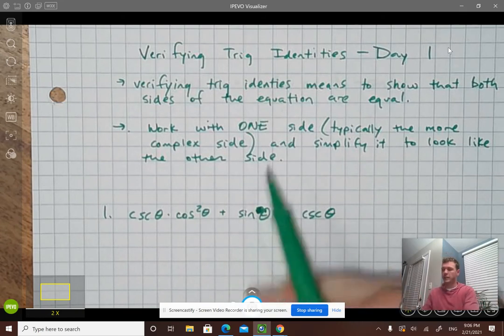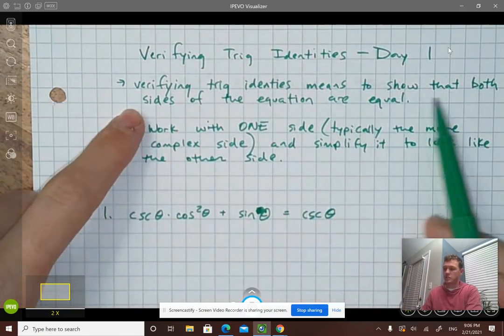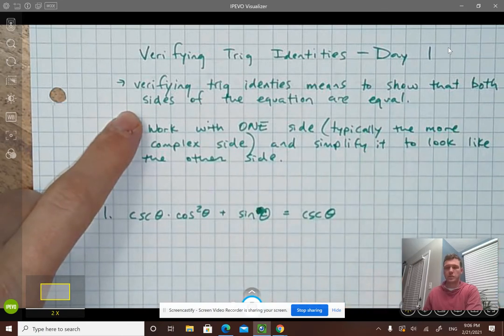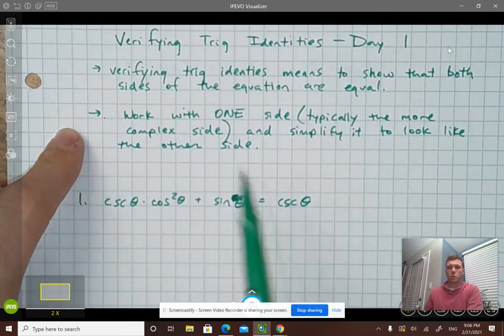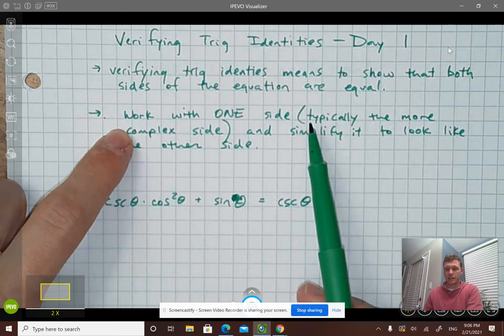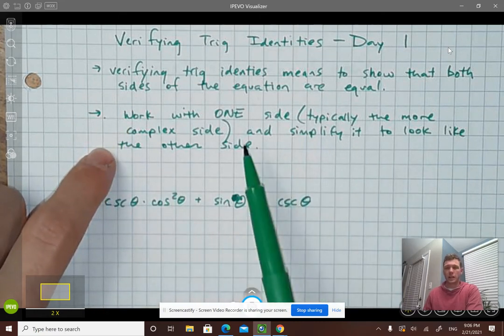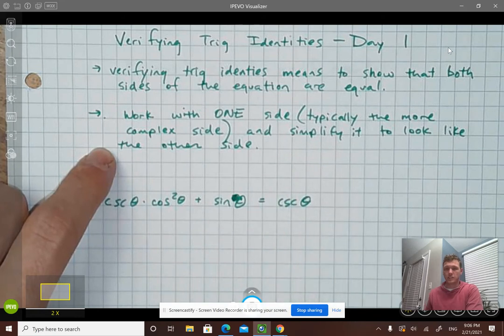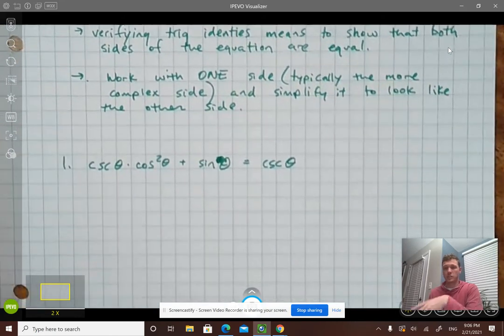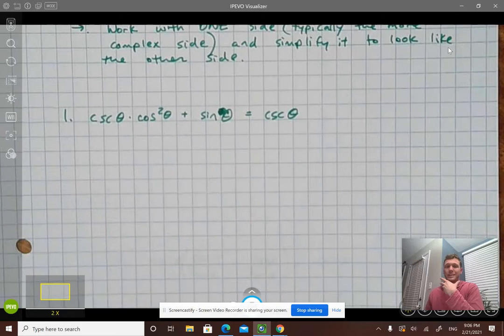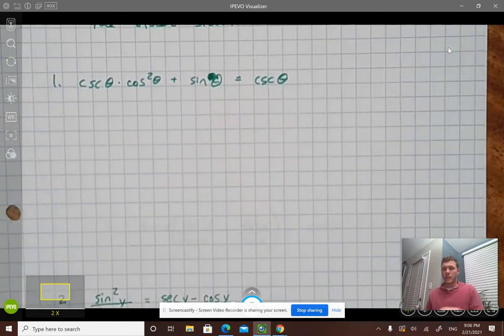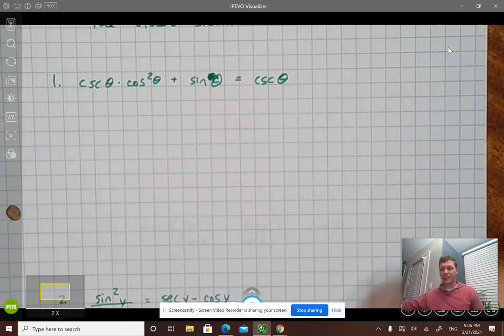But essentially, verifying means that both sides of the equation are equal, right? So we're going with one side. You're not going to work back and forth from one to the other. Typically, you're going to work with the more complex side, and you're going to simplify it to look like the other side. The reason why these are so much easier than simplifying, what we did in the previous one, is because you have an end goal in mind.